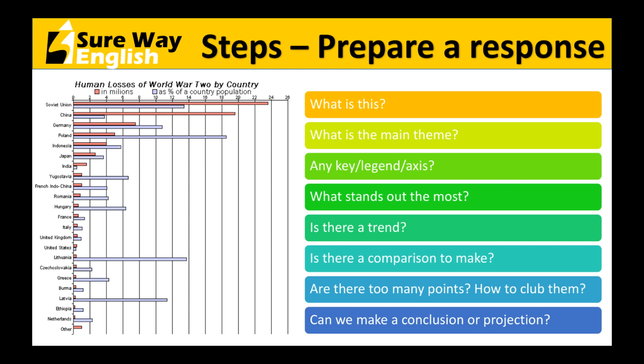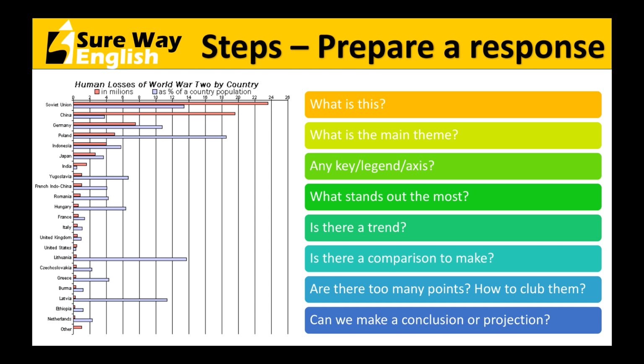In this case, for example, you can say that from the graph, it is visible that pretty much all the countries in the world, the whole world, was significantly impacted, and millions of people, close to 100 million, lost their lives in the Second World War. So it's always possible to make a conclusion like that.